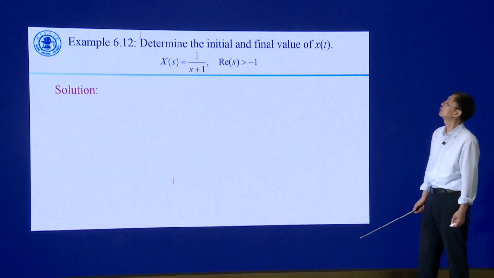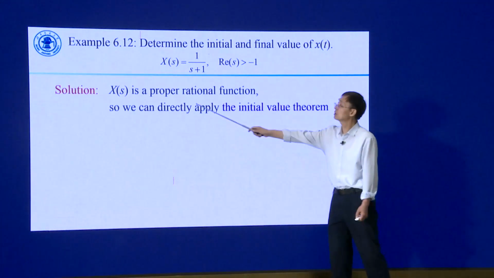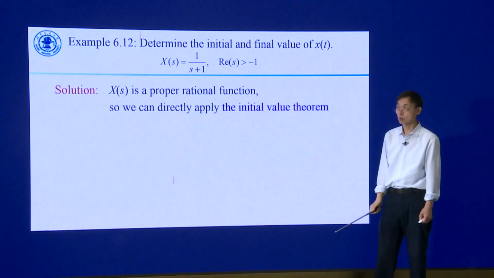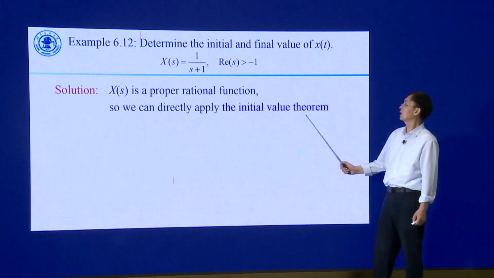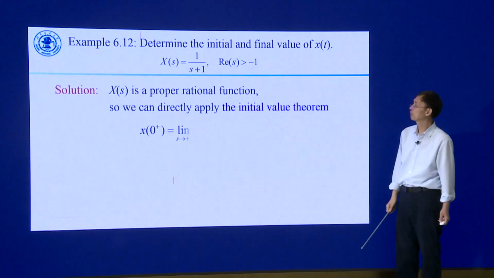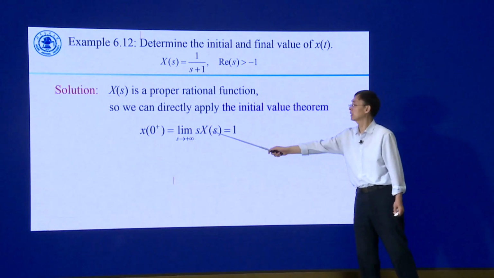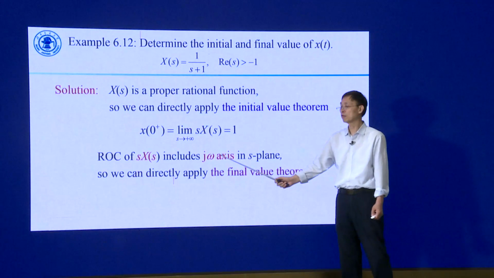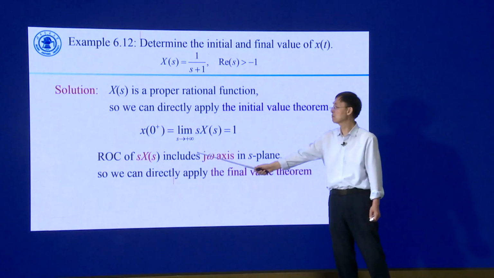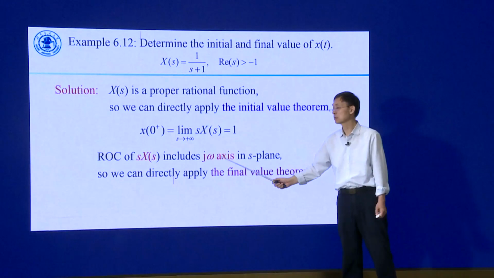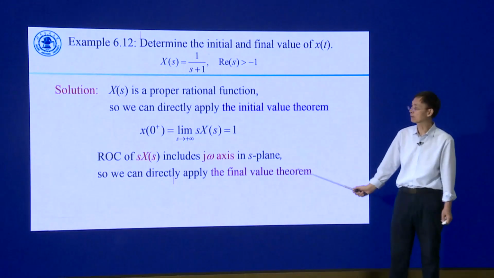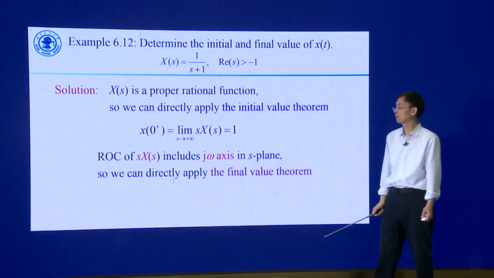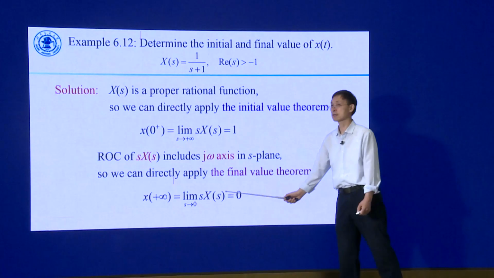Here is the example. Because X(s) is a proper rational function, we can directly apply initial value theorem. We can get this initial value. Because the region of convergence of s times X(s) includes the j omega axis in s-plane, we can directly apply the final value theorem. We can get the final value of x(t).